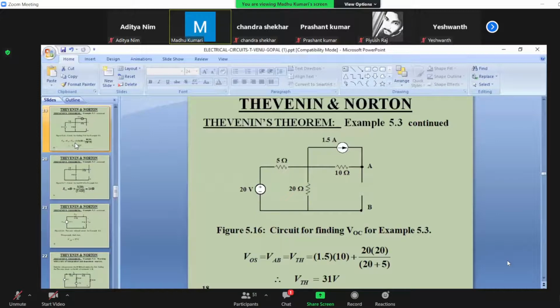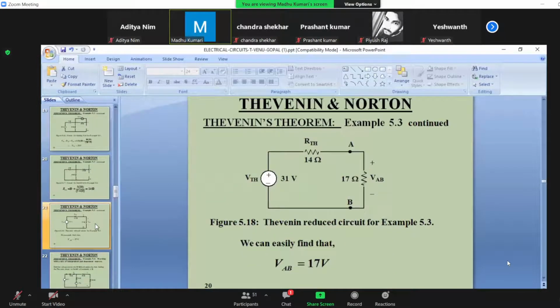But don't go to that point, or you can do it this way: what is the voltage drop at A? That is 10 into 1.5, plus from A to B, the voltage drop across the 20 ohm. The drop across 20 ohm will be 20 into 20 upon 20 plus 5. That is 31 volt, the VThevenin.